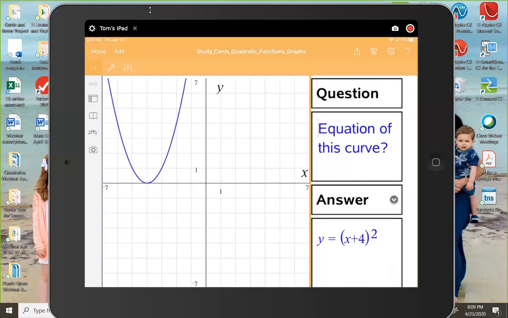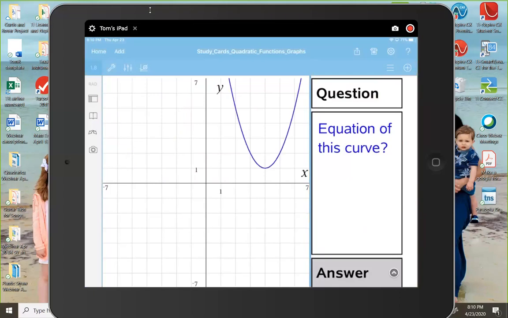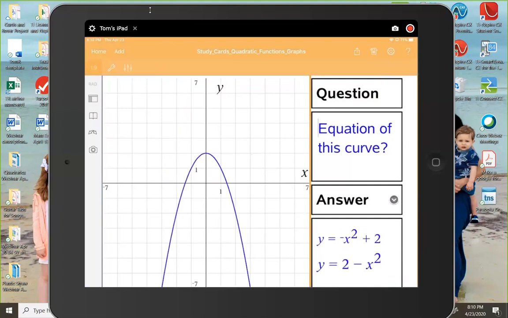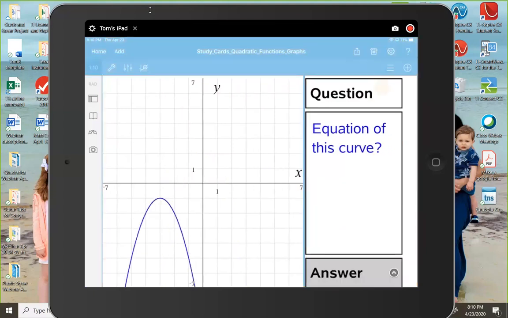Actually, somebody said something. I didn't get to see what they said, but I'm glad to see something's going on there. And of course, you can just keep playing with this. This one I have both answers here because some students look at it as the opposite of x squared plus 2. Some of them think it's 2 minus x squared. I'd like them to know both, okay? So you can see there are several of them.